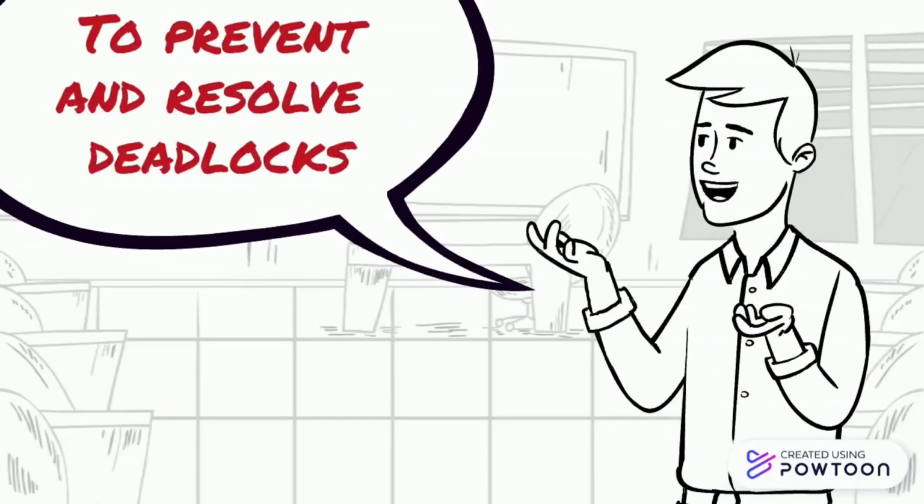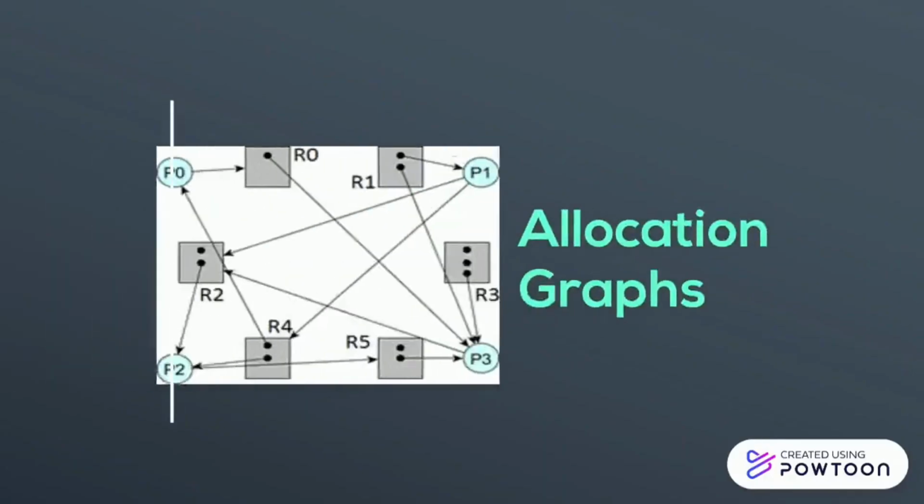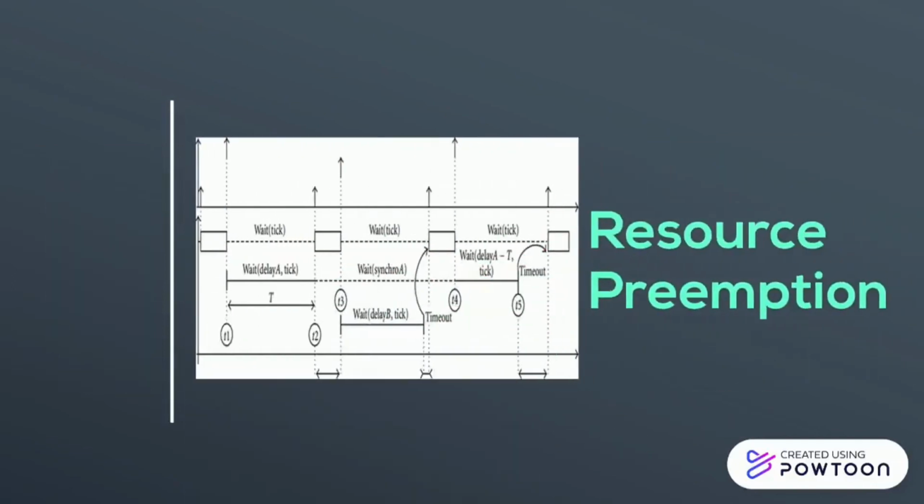To prevent and resolve deadlocks, various techniques can be employed, such as resource allocation graphs, Banker's algorithm, or using timeouts and resource preemption.